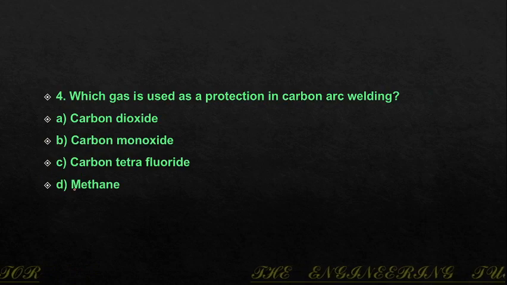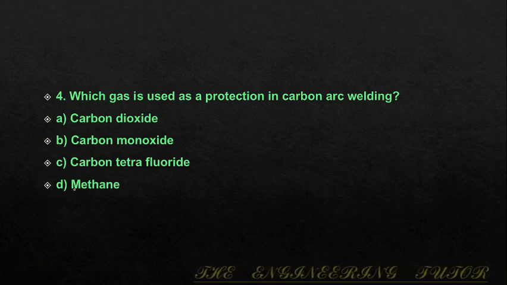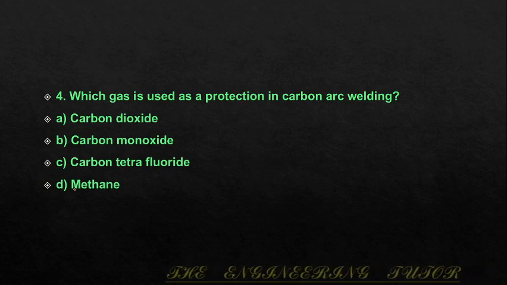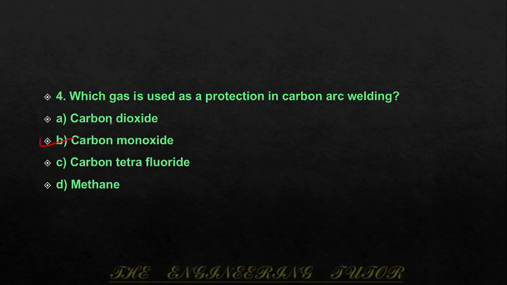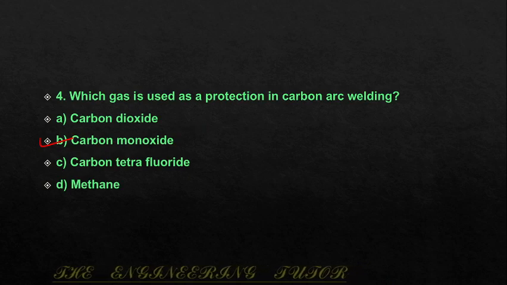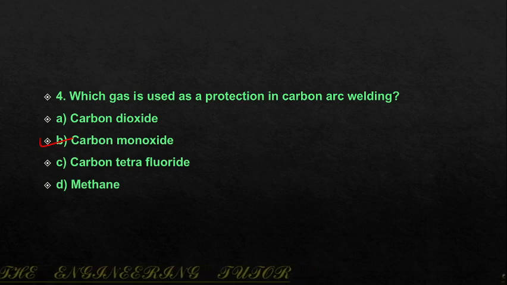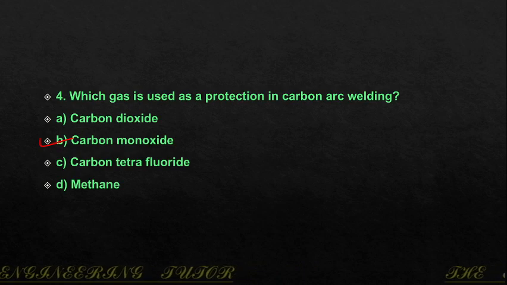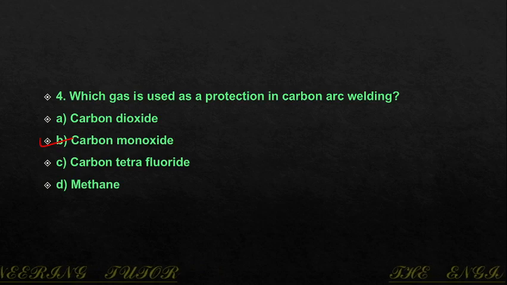Which gas is used as a protection in carbon arc welding? Again, a very confusing question. The correct answer for this is carbon monoxide. All of you will think that carbon monoxide is a poisonous gas, so no one will go for this answer. But it's the correct answer. In carbon arc welding, protection has to be provided to the molten weld. The protection is provided in the form of an envelope by using a long arc, giving carbon monoxide gas.